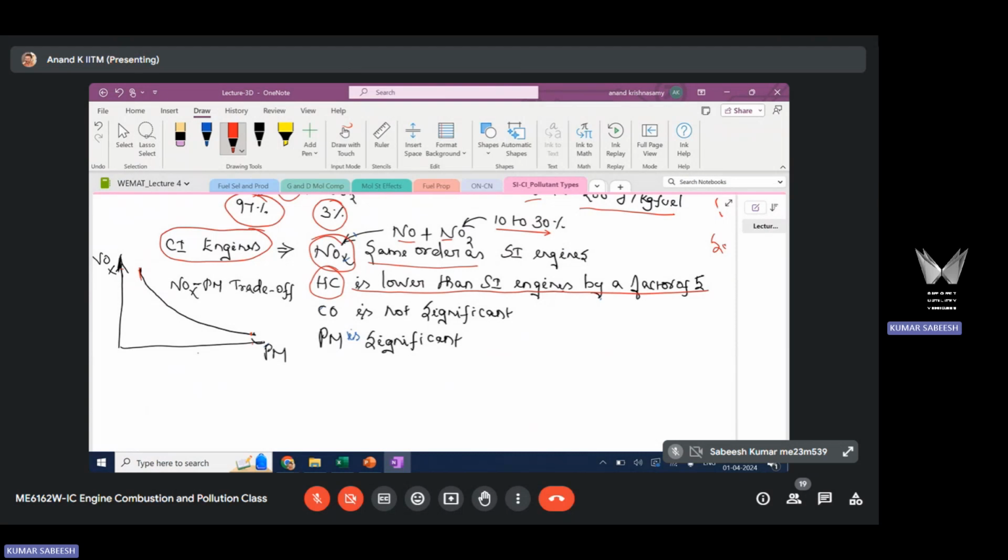What could be the possible reason? Typically, leaner mixtures are used. Yeah, so more complete combustion. HC is due to incomplete combustion. Since we use up to 30 to 50% excess air, you have more air available in the cylinder. So incomplete combustion is prevented. HC is less by a factor of 5 in CI engine compared to SI engine. Similar to that, CO is also not significant from diesel engine. CO levels are much lower. So these two are primarily due to excess air, causing complete combustion.